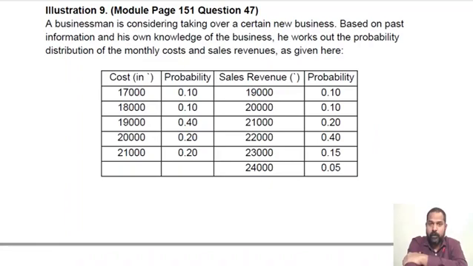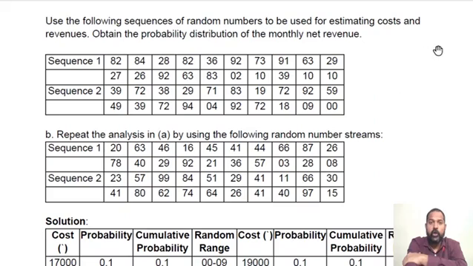Cost, the probability, sales and the probability. What do you want me to do? Using the sequence of random numbers to be used for estimating costs and revenue, obtain the probability distribution of monthly net revenue. So they want you to find the monthly net revenue. For how many periods? Not mentioned. Okay, so what you want me to do is for every month, predict a cost, predict a revenue, and then find out what the net revenue is. Fine, I can do that.